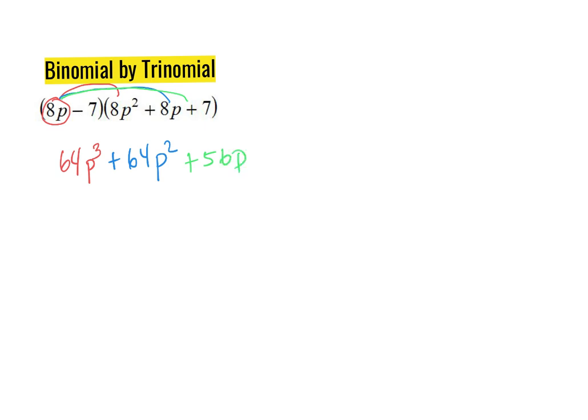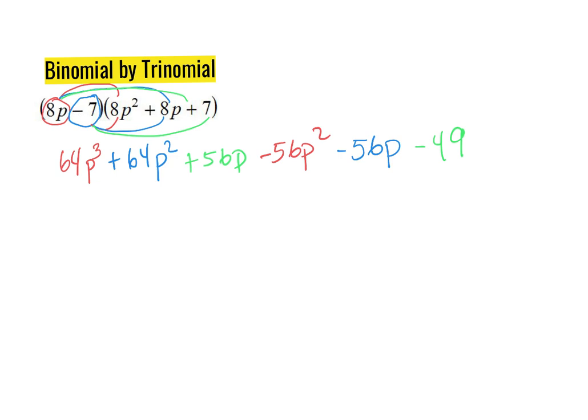And now I am going to multiply the -7 individually. So -7 times 8p is -56p squared. Then -7 times 8 is -56p. And then -7 times +7 is -49. And now I'm going to see if I can combine like terms.